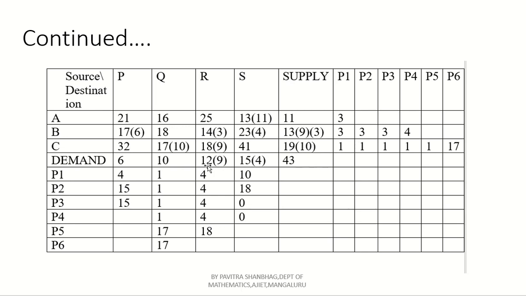So what happened here in the P4 case? In the P4 case, our row 2 vanished. So what all vanished? P1 case, row 1 vanished. P2 case, column 4 vanished. P3 case, row 1 and column 1 vanished. And P4 case, row 2 vanished. Now what remains? Only these 2 elements remain.